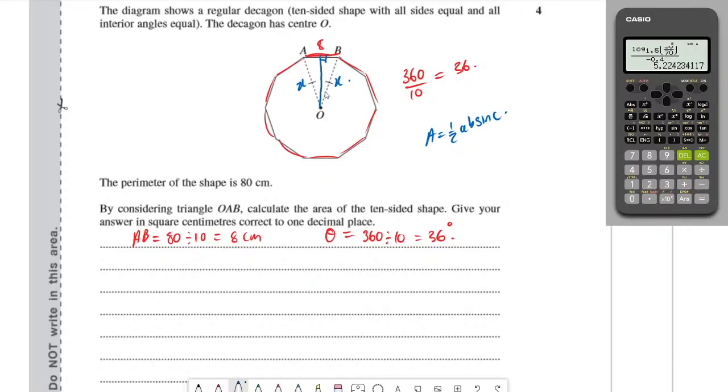So we need some trig on this one, and we know that this angle in here is going to be equal to 18 degrees. So effectively we have this triangle, with 18 degrees in there, 4 here, and we're trying to find that there. So that's going to be opposite over hypotenuse, which is sine. So sine of 18 degrees is equal to opposite over x. Therefore, x is equal to 4 over sine 18 degrees.